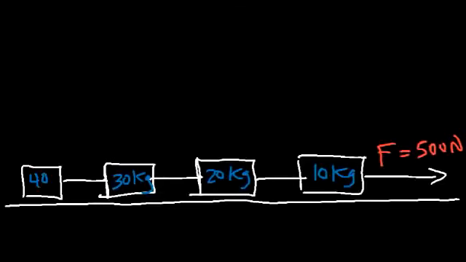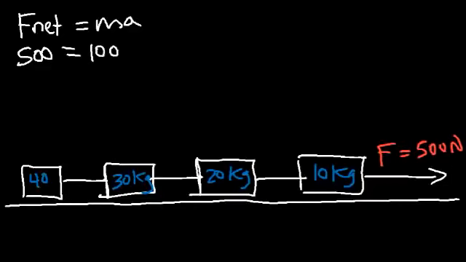So the first thing we need to do is find the overall acceleration. So net force is equal to ma. The net force is 500, and the total mass of the system is 40 plus 30 plus 20 plus 10, and that's 100 kilograms. So 500 divided by 100, the net acceleration is 5 meters per second squared.